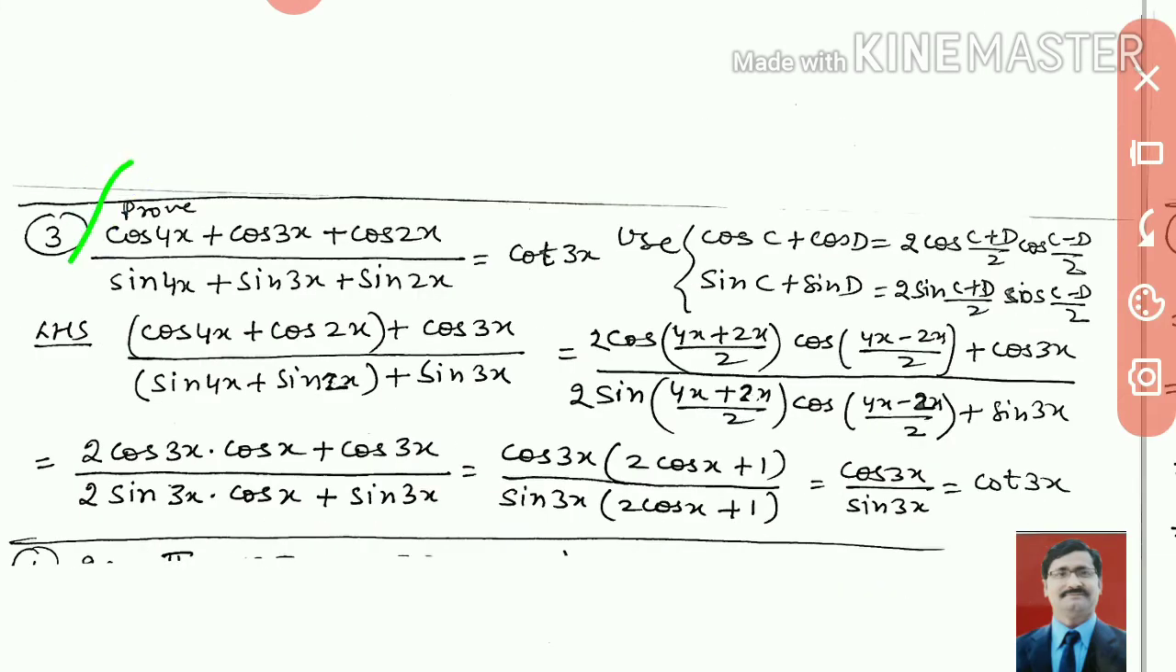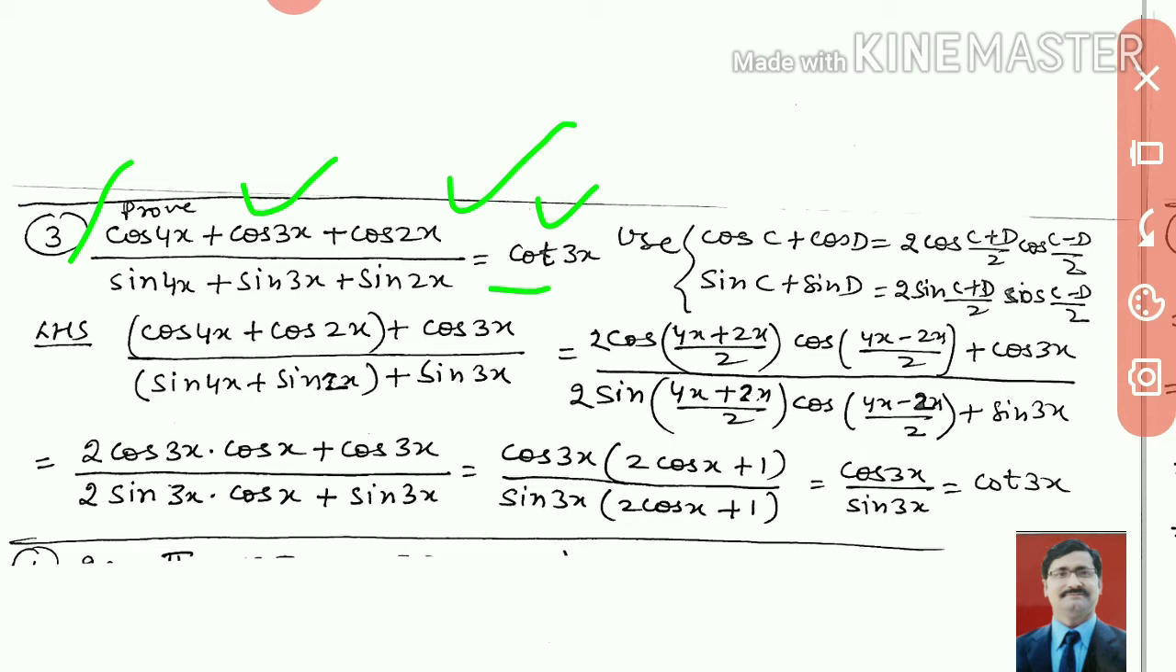Here is question number 3: cos 4x plus cos 3x plus cos 2x upon sin 4x plus sin 3x plus sin 2x equals cot 3x. This we have to prove. Look here, first of all what to do: you want cot 3x, so you want 3x here. 3x double is 6x, so you can write 4x and 2x here, and 3x you want in the answer also, so you can keep cos 3x and sin 3x separate.